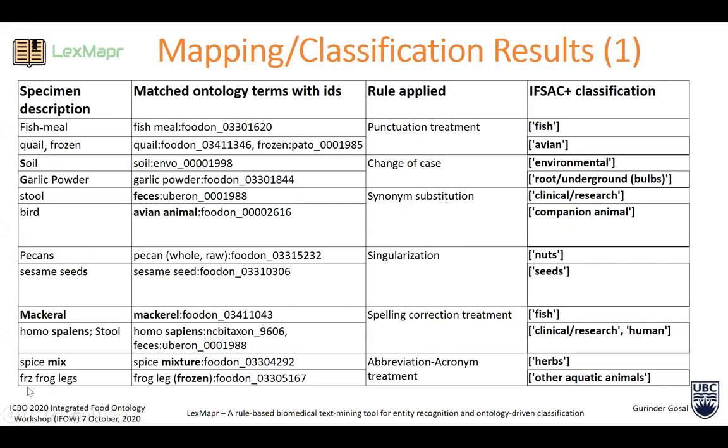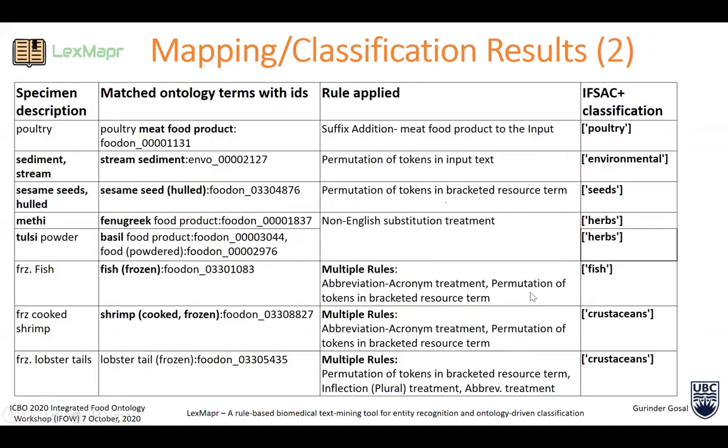So you see the frozen here in that case is being normalized before being mapped. And you have the suffix addition, for example. Also the permutation of tokens in the input. We are also taking care of how the ontology labels have problems or inconsistencies. So we take care of that also. And non-English substitution, you see that. And in the majority of the cases, actually, it's not one rule. It's multiple rules which are needed to enable the mapping of the phrase to the ontology terms.